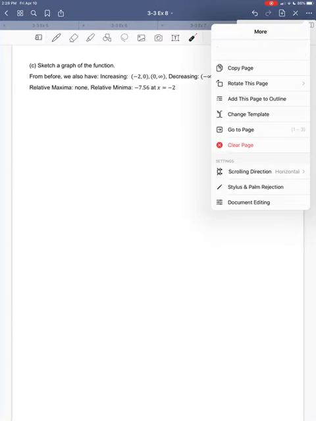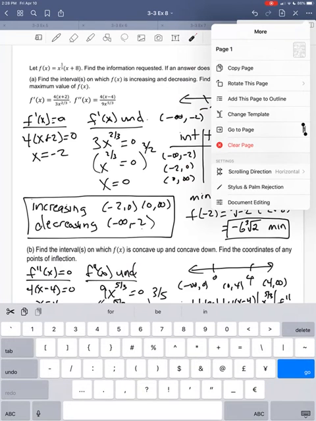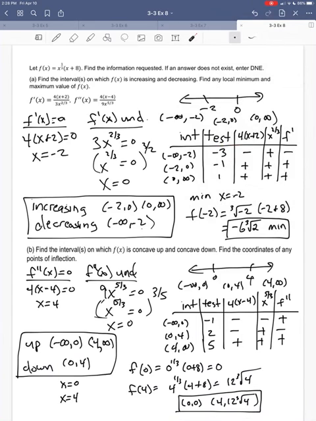Let's see, so let me write down the concavity. I didn't write that down here. So it was concave up from negative infinity to 0 and from 4 to infinity. It was concave down from 0 to 4. And of course we have the point 0, 0 is an inflection point.